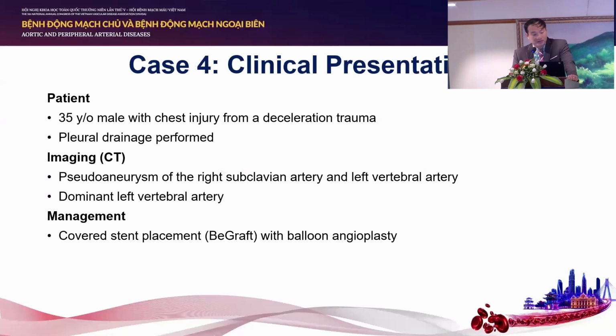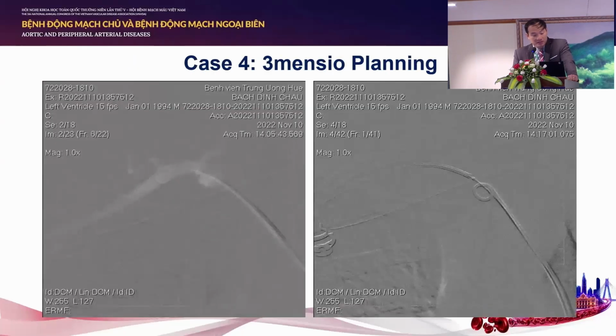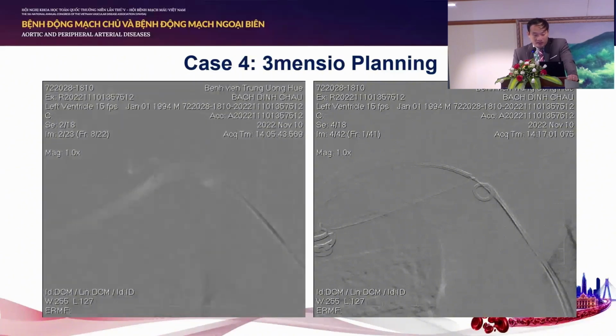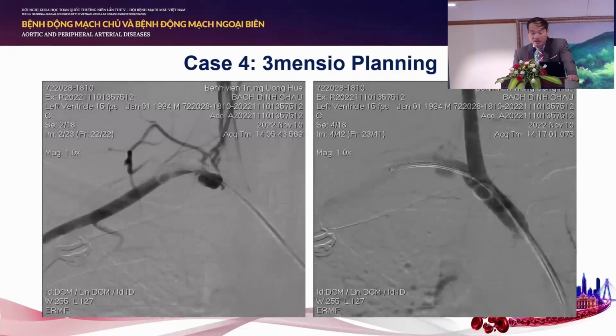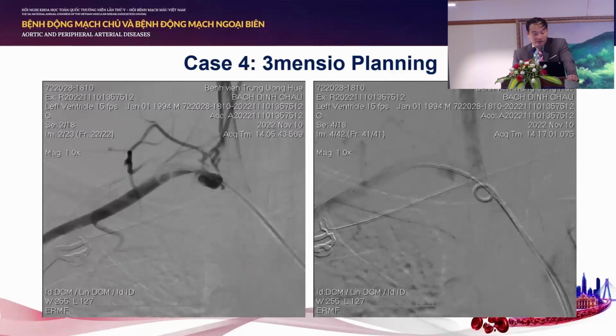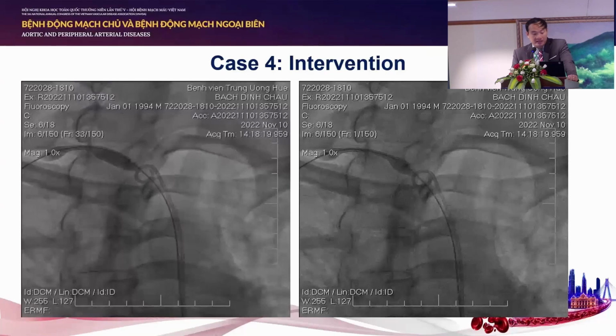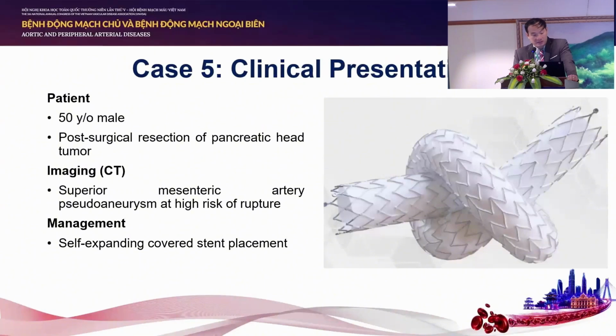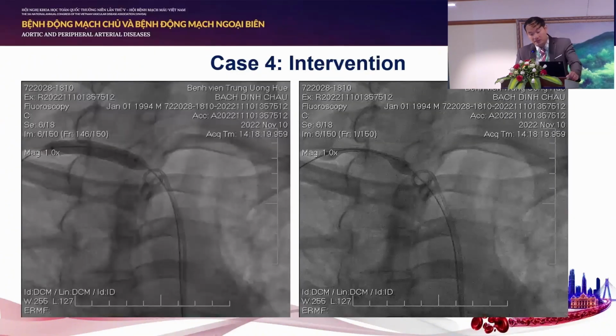Case 4 is a 35-year-old with a chest injury from deceleration, causing pleural damage. On CT, we can see an aneurysm in the SMA. We place a stent graft of 9 mm to close and eliminate this pseudoaneurysm. It is a very good result using the covered stent.